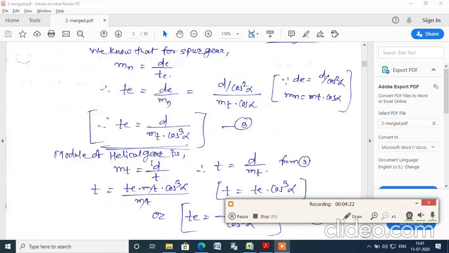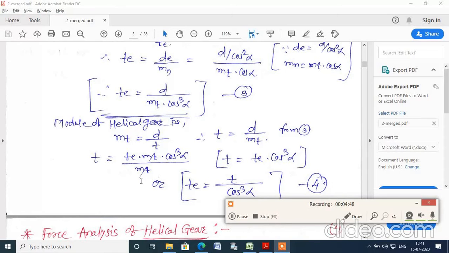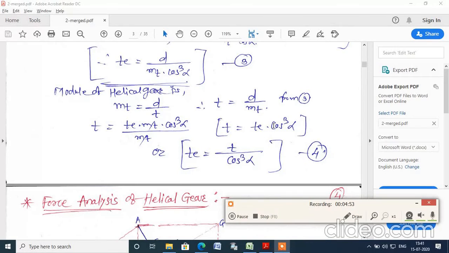Now the module of the helical gear is the transverse module Mt, equal to the diameter of the helical gear divided by the number of teeth on the helical gear. So Mt is equal to D by T. What is D? From this equation, D is T into Mt. So here I have written T into Mt, divided by Mt. So Mt gets cancelled and we will get TE is equal to T by cos cube alpha.